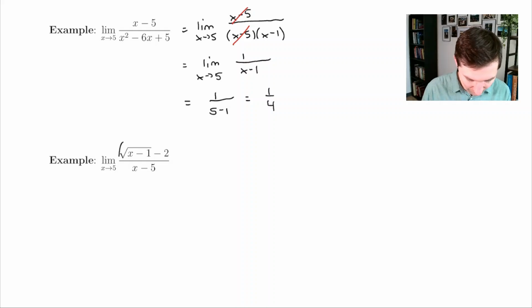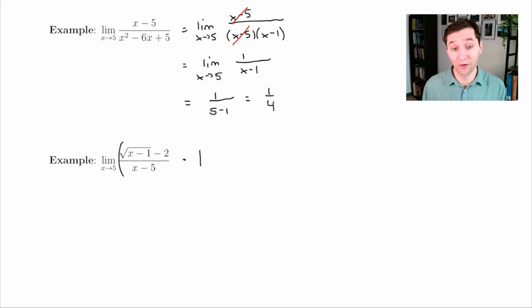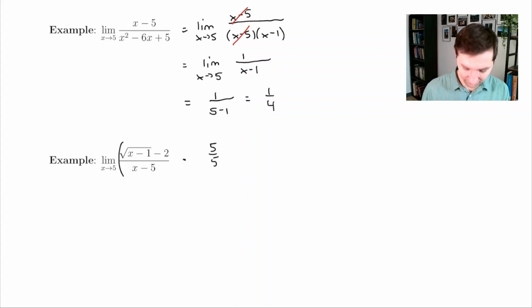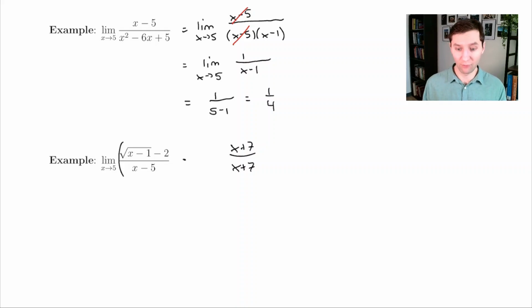What I'm going to do is I will multiply this expression by 1. But I will not write it as 1. There are various ways of writing 1. Instead of writing 1, you can write 5 divided by 5. You can also write x plus 7 divided by x plus 7. That's also another way to multiply this expression by 1.